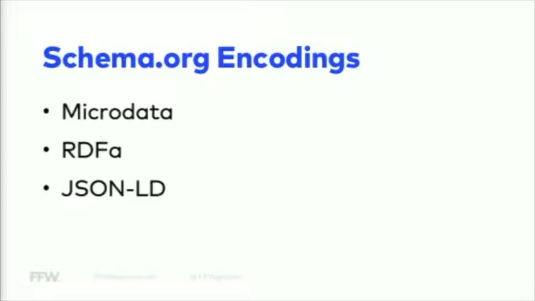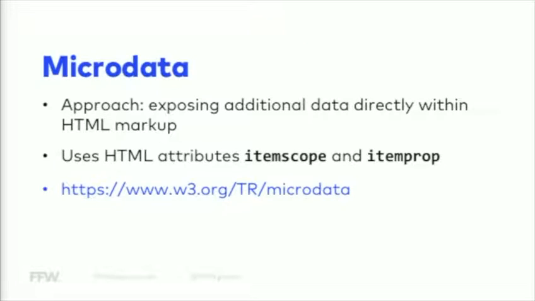So if this sounds scary to anyone, no worries. I'm going to demystify it. We'll just show you what this stuff actually looks like. So the idea of microdata is it exposes additional data right inside of the HTML code. If we think of a common HTML tag like h1 or div, for example, microdata adds some additional attributes that go right inside of the HTML code that give that h1 or that div specific meaning. And it does that by using a couple of specific attributes called itemscope and itemprop.